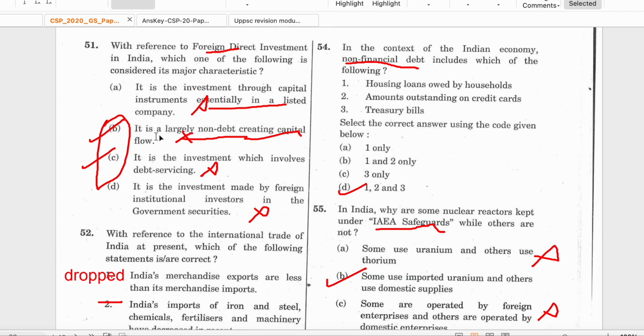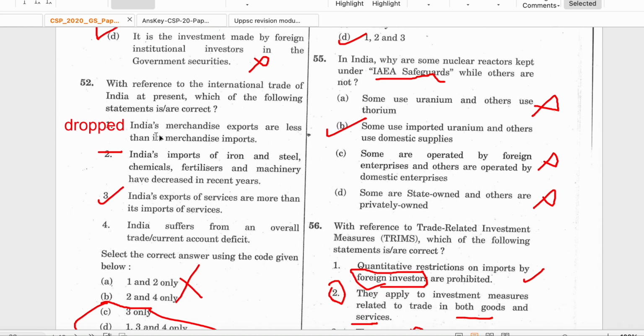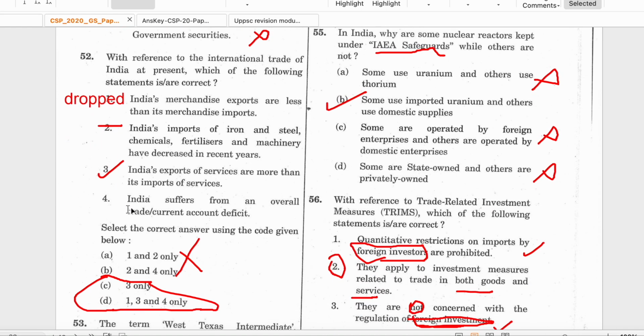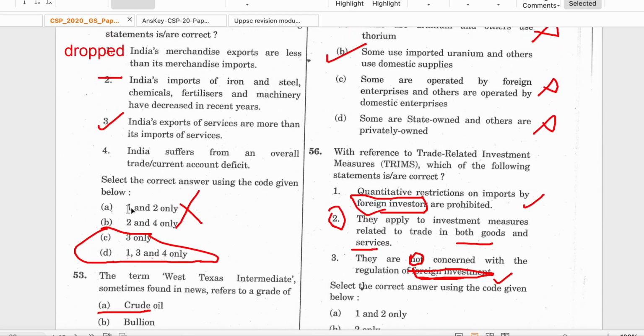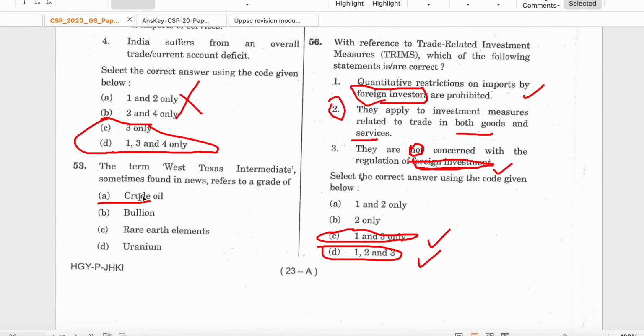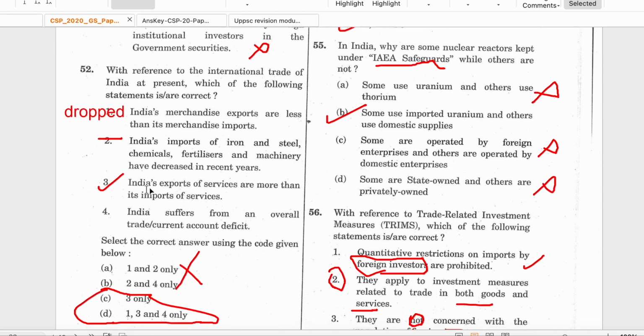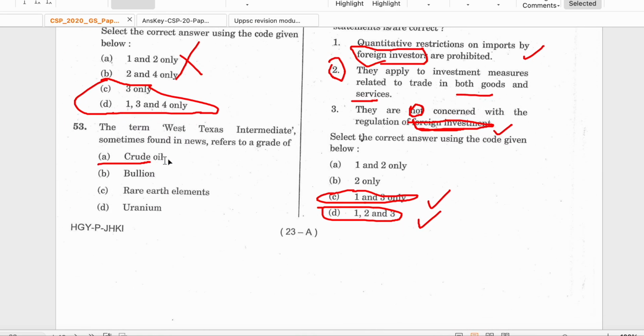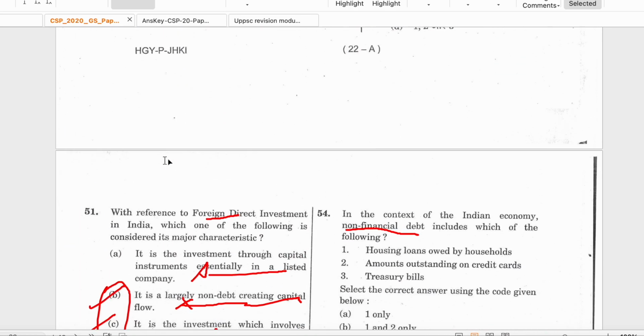This is based on the logic of FDI, FPI, these are non-debt creating, they create ownership etc. But external commercial borrowings, any kind of bonds, they create debt. So this was dropped, question number 52, because in options they had put wrong facts. This is a very simple question number 53.